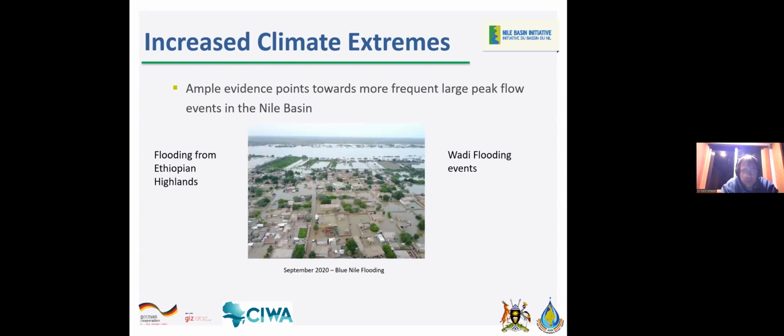And evidence seems to have been playing out in the last several years, particularly in Sudan, with flooding of the Nile into Khartoum and into the surrounding communities along the Blue Nile, mainly coming from the Ethiopian highlands, but also flooding coming from deluges in the wadis as well.